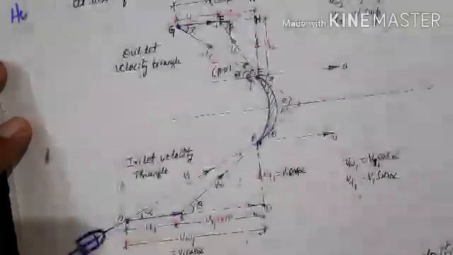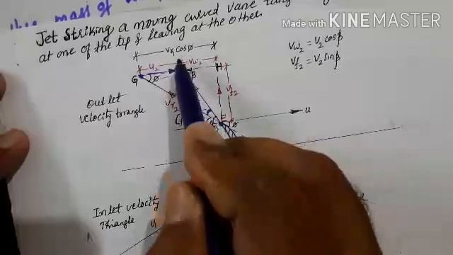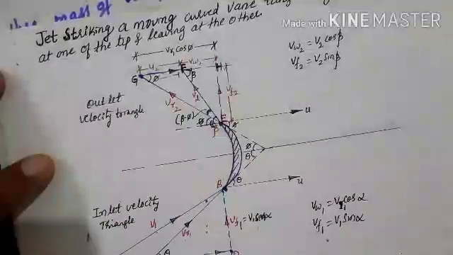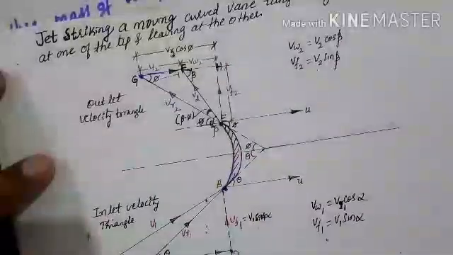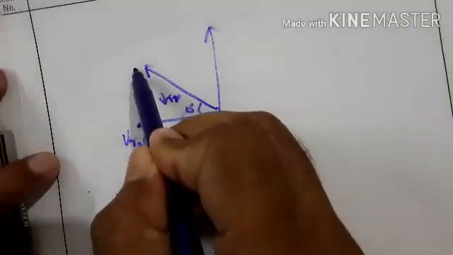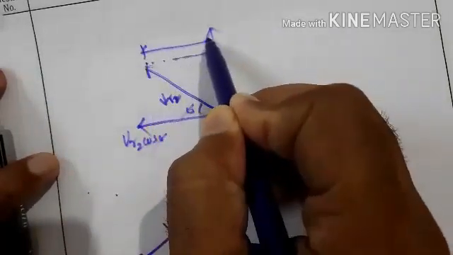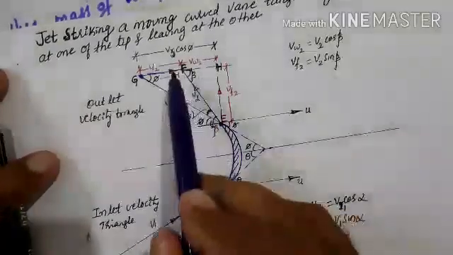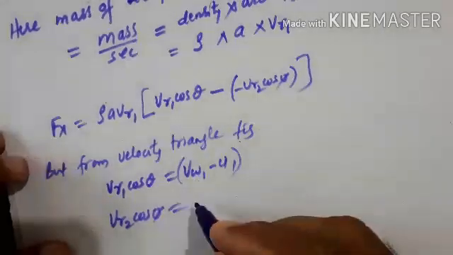VR2 cos pi is what? You just look at the outlet velocity triangle here. This is actually VR2 cos pi, this component. When we resolve this one, just look at this figure. If I shift here, you will get a triangle like this. Then this is VR2 cos pi, the same I have written here, VR2 cos pi. That is nothing but U2 plus VW2 from the outlet velocity triangle.